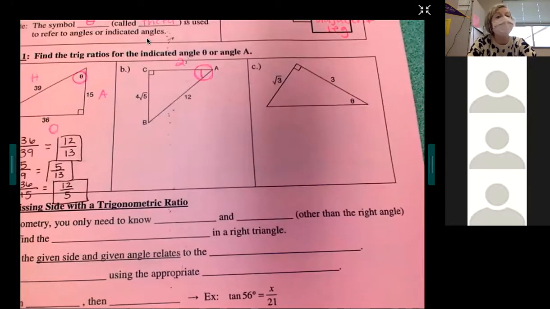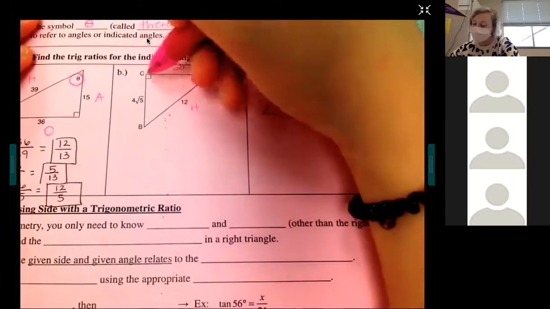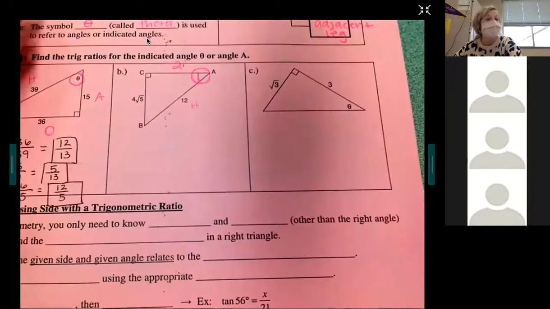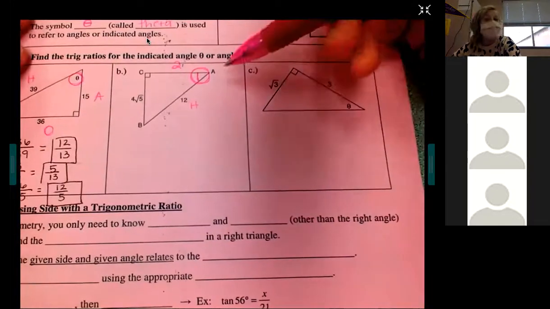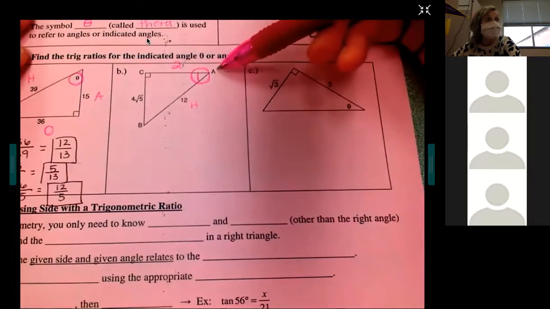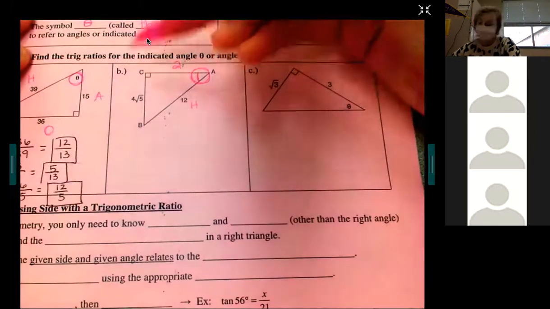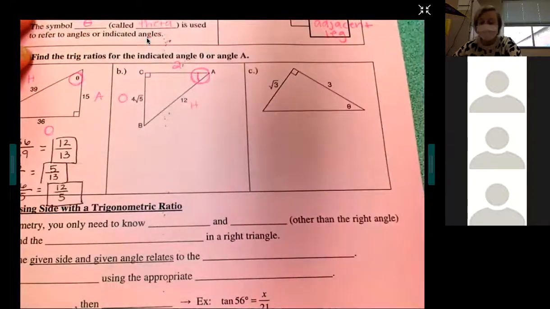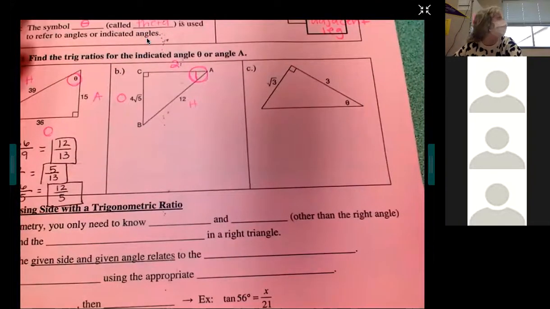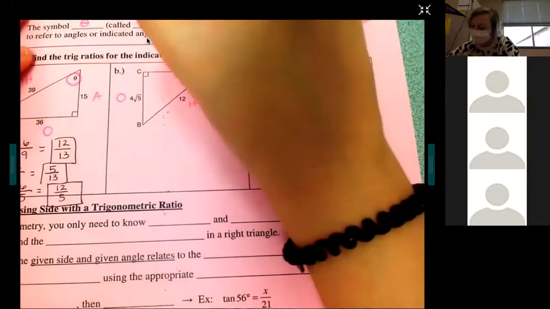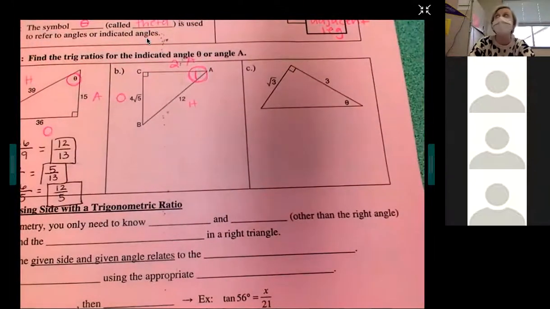All right, anyways, circle your angle, label your sides. Which side is the hypotenuse? 12. It's the longest and it's across from the right angle, right? Okay, look at A. It's the angle on the right. So the opposite side is going to be the side on the left. So this is the opposite, which means the adjacent is 2. Very good. So your step 2 is to label your 3 sides: opposite, adjacent, and hypotenuse.